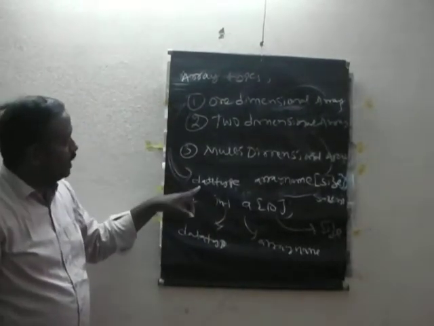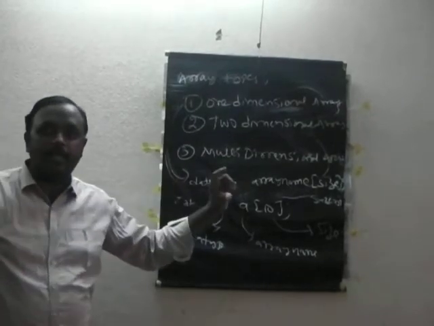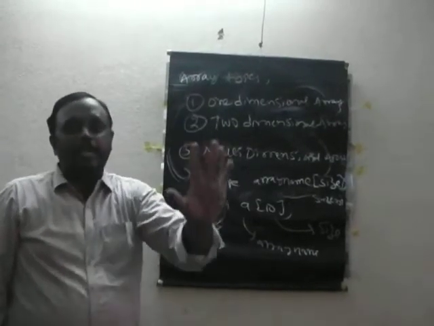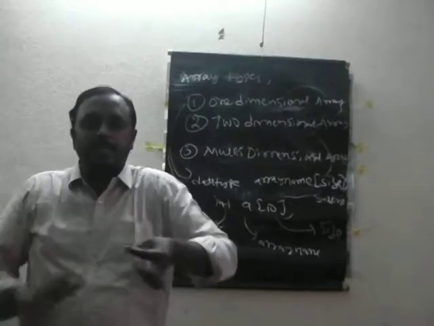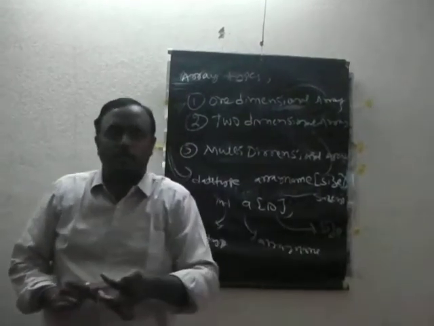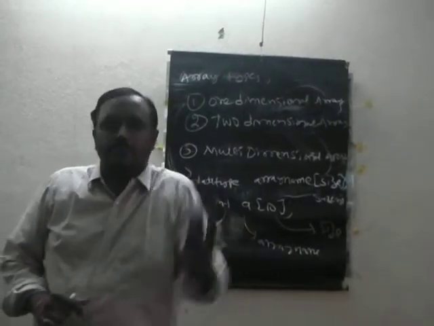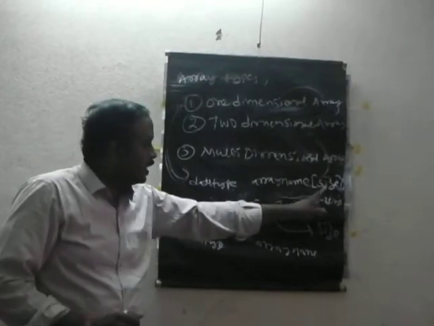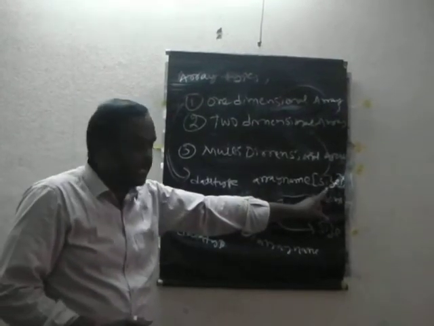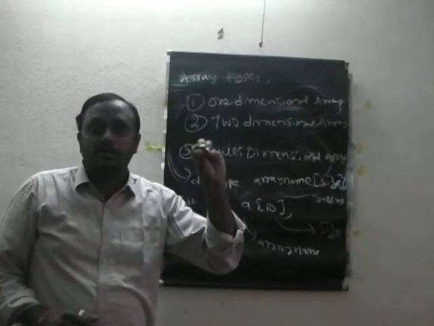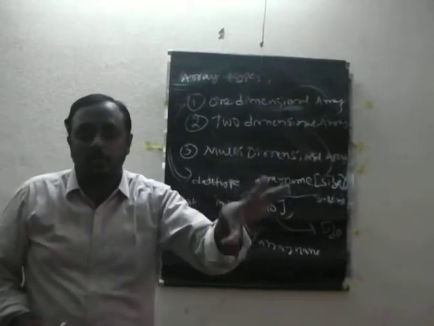Again, a one dimensional array means a group of similar data items shared with the same name with one subscript. That means the collection should be only one row, and I want a number of columns. So we have to declare only one subscript. The size indicates how many numbers are in that particular row.